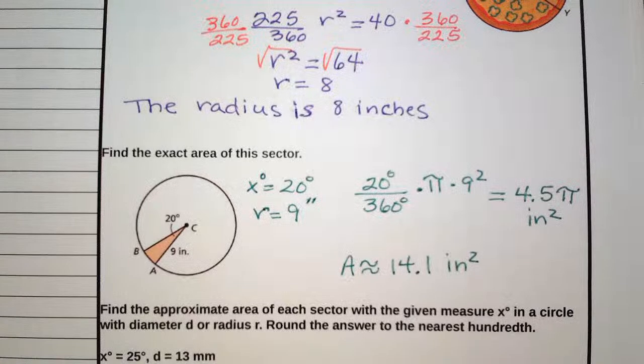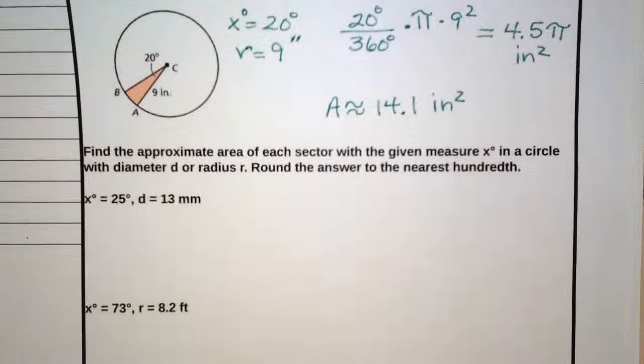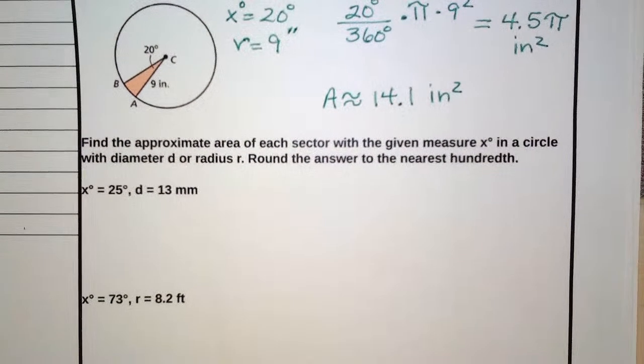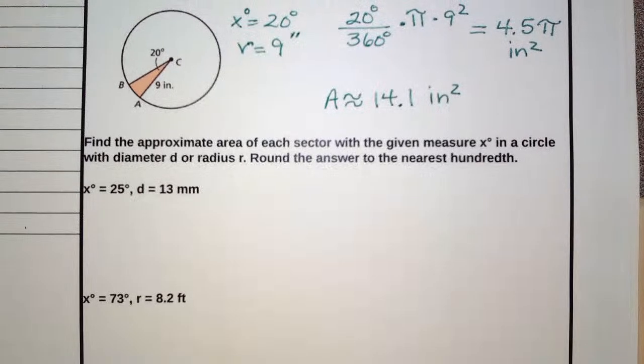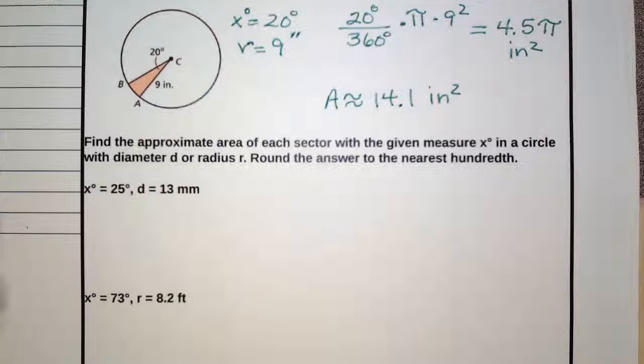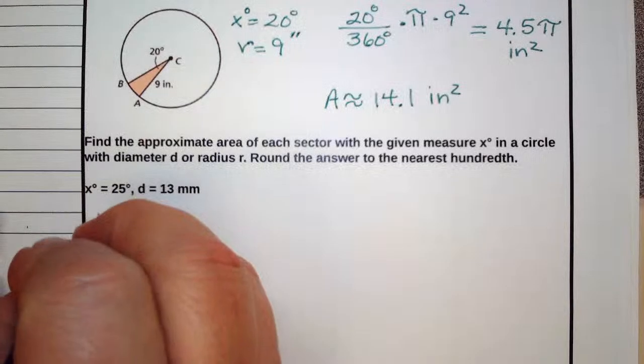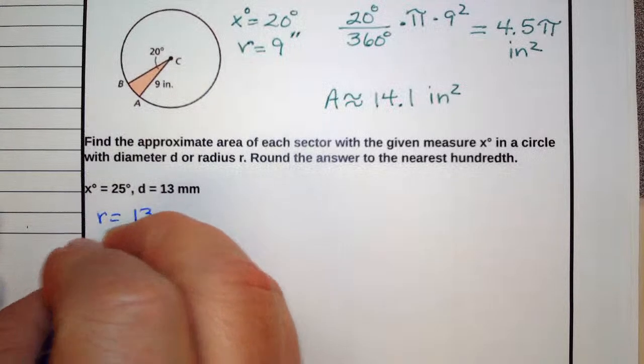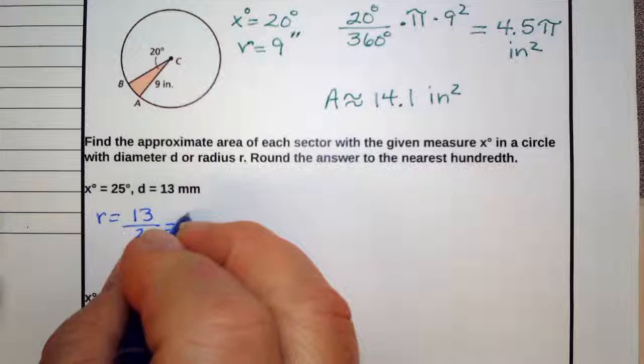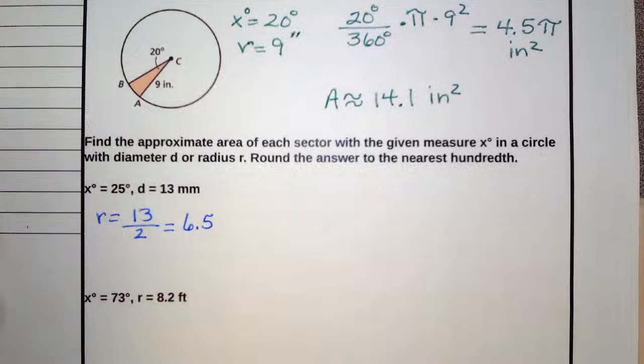Okay, find the approximate area of each sector with the given degree measure in a circle with the diameter or radius. If we have a diameter, what is the very first thing we have to do? If it's a diameter, we have to find the radius by cutting it in half. So my radius is 13 divided by 2, which is equal to 6.5. I'll use the decimal. It'll make my life easier.